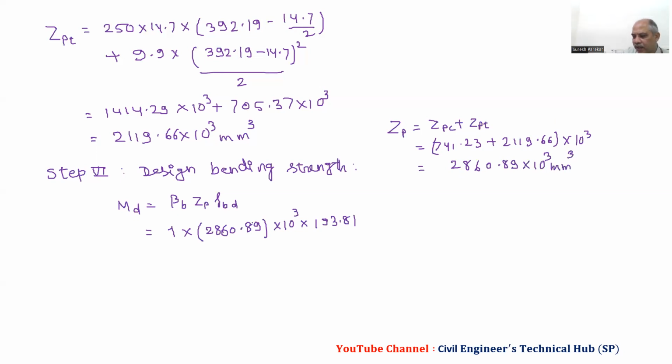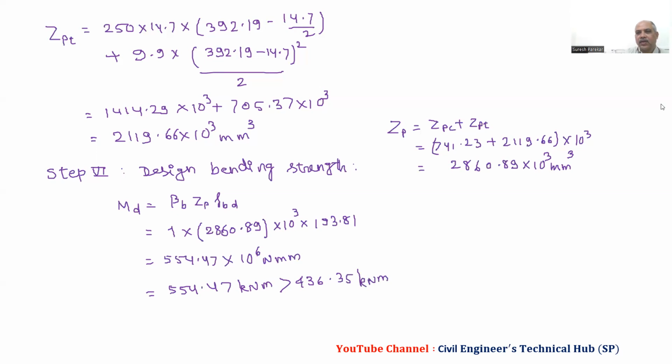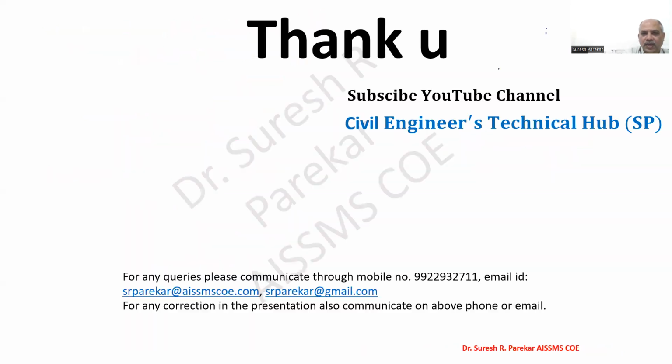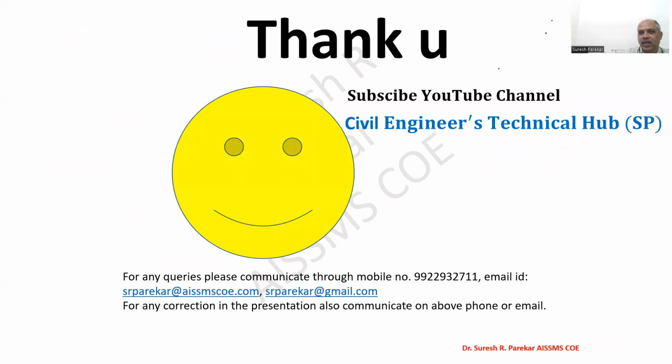And this value comes to 554.47 into 10 raised to 6 Newton millimeter. This is 554.47 kilonewton meter, greater than 436.35 kilonewton meter. So likewise, we have to solve it. So this is greater than the bending moment. So now we will stop here only. The remaining part we will see in the next lecture.